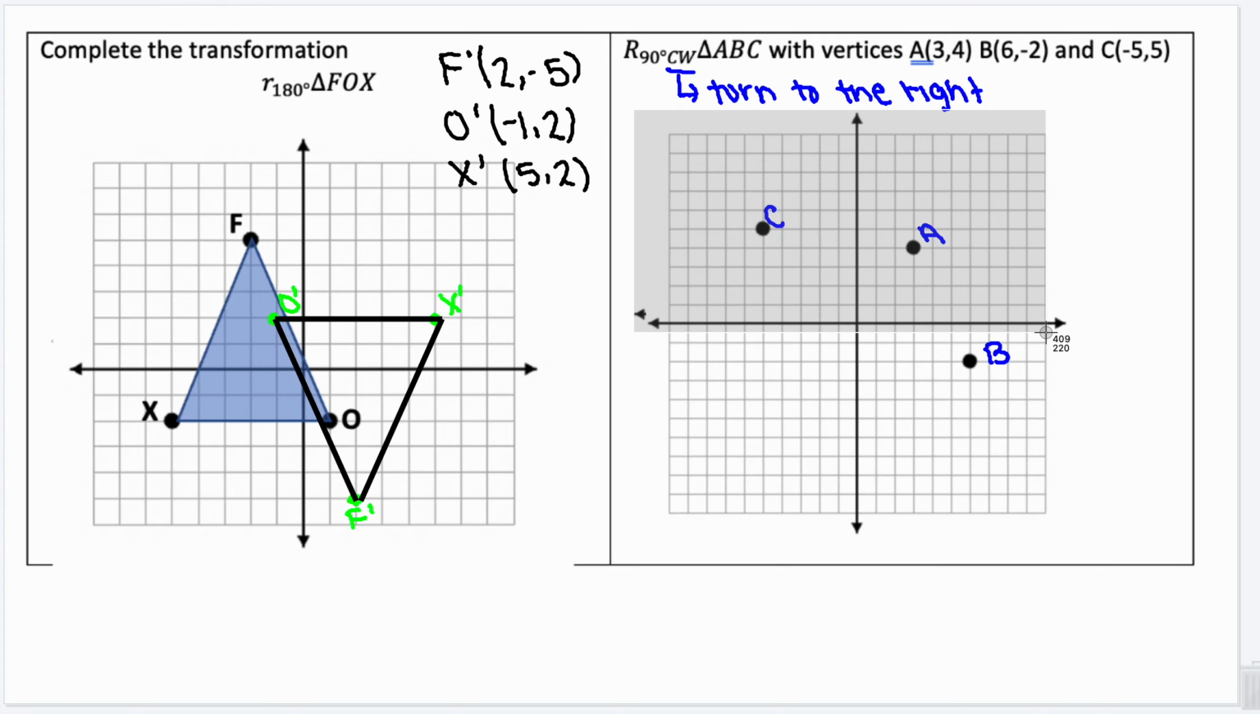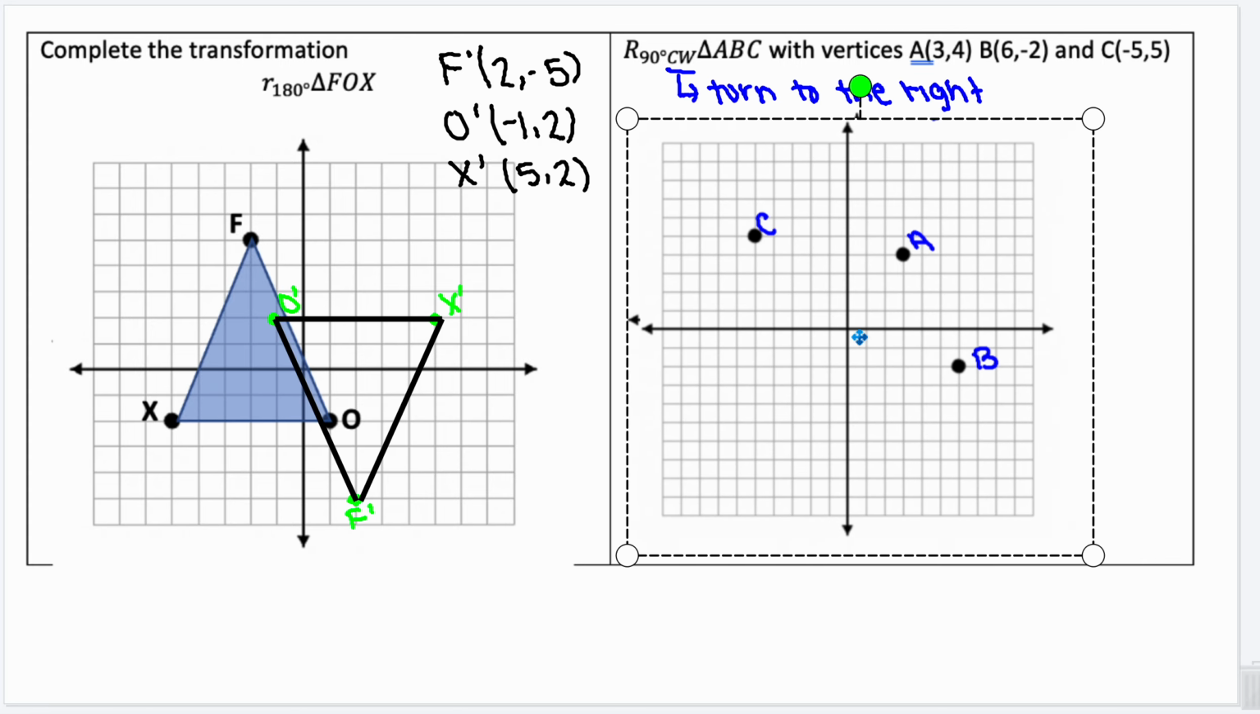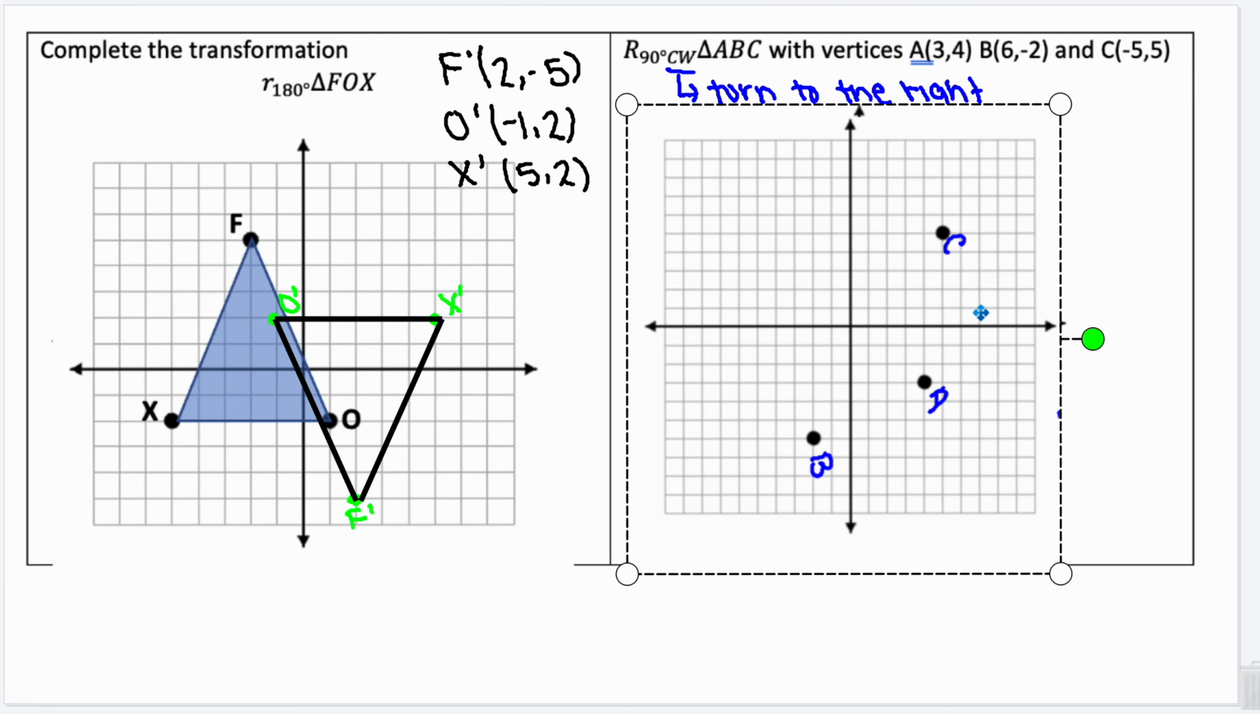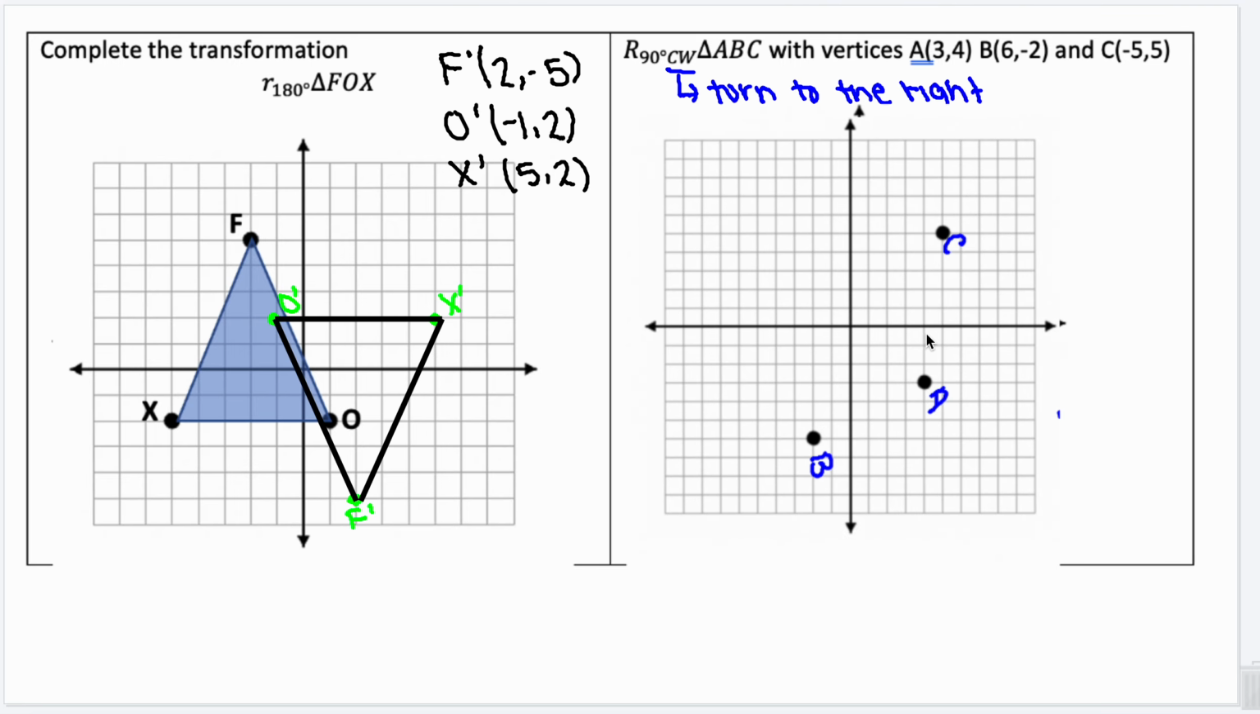So then I'm going to screenshot this so I can rotate it. If I rotate to the right 90 degrees, boom. So now A is going to be at 4, negative 3. B prime is at negative 2, negative 6.